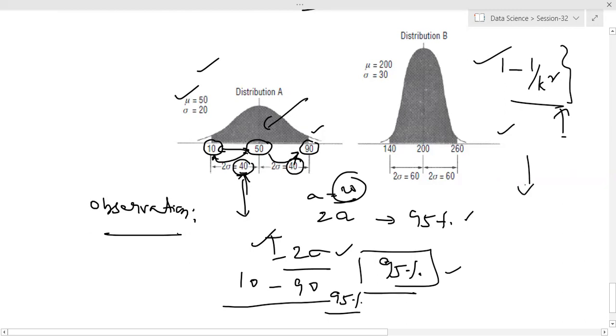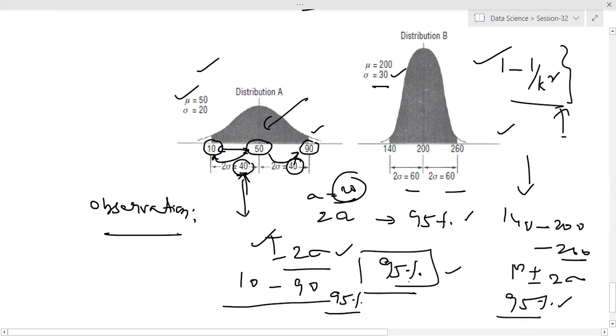And similarly, the second diagram is also the same. What is your 2 sigma? Starting from 140, it is moving to 200, and of course it is moving to 260. They clearly mentioned that our sigma is 30 in this case, so 2 sigma obviously becomes 60. And if I'm talking about my mu plus or minus 2 sigma, which is again 95% of our data.